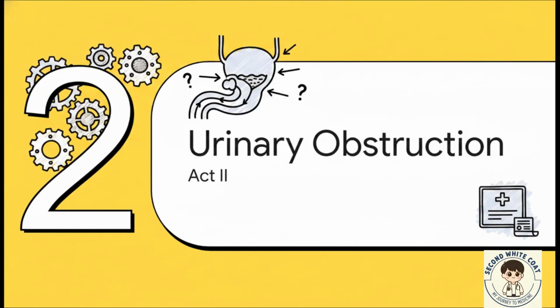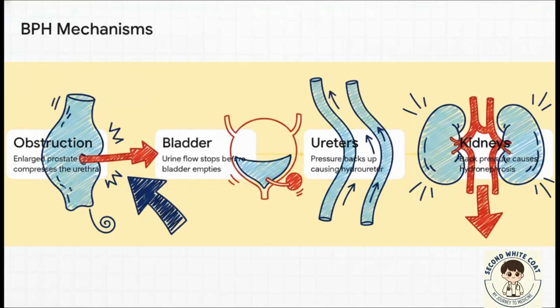Moving on to Act 2, mechanisms of urinary obstruction. This brilliantly illustrates the physical domino effect happening inside our patient. It's like a giant plumbing backup. BPH causes this enlarged prostate to basically wrap around the urethra. That creates a static obstruction by physically squeezing the tube, plus a dynamic obstruction as smooth muscle tightens it even further.